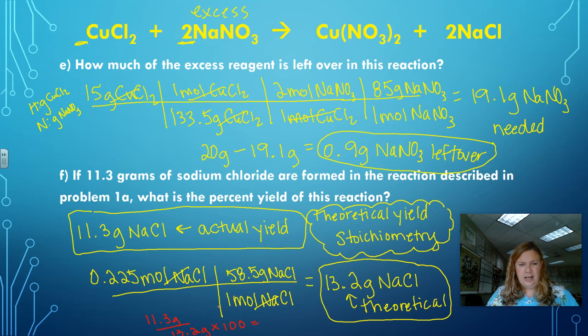So if I take 11.3 divided by 13.2 times 100, I have an 85.6% yield. So that means when I do this reaction, I'm going to get 85% of the product of what I should get. And this is an amazing percent yield. There's some percent yields out there that's great if you get like a 65% yield.